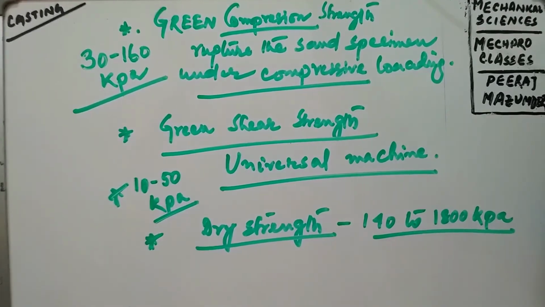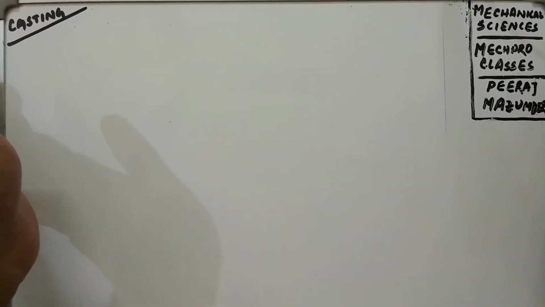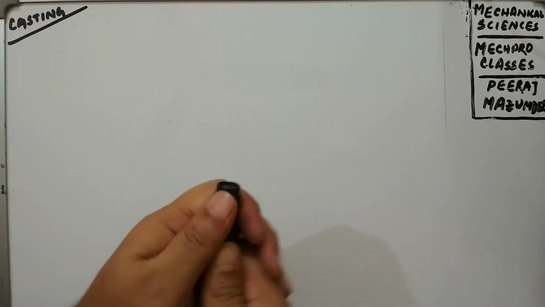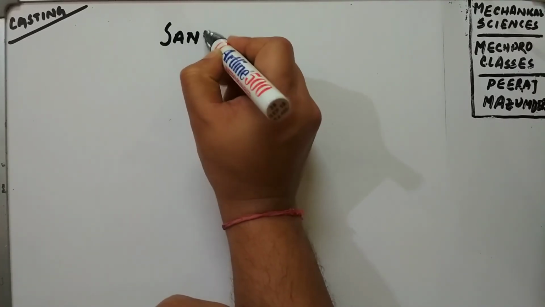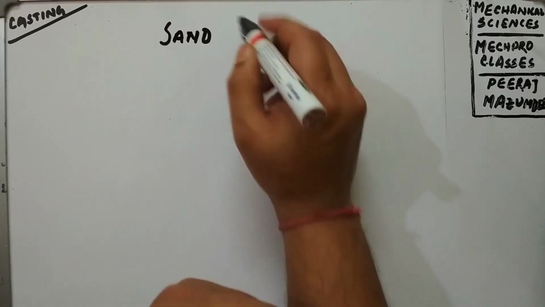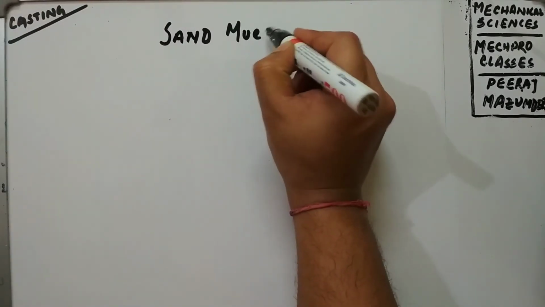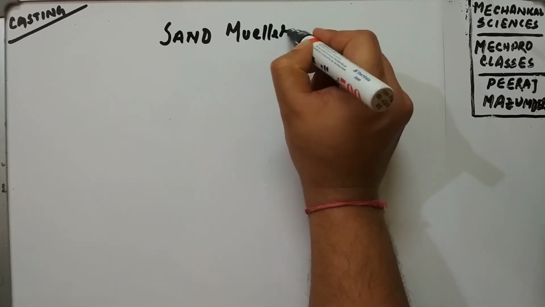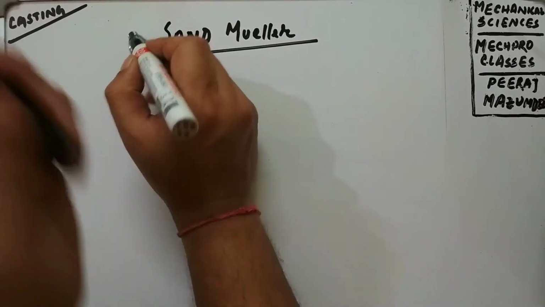Okay, now one more thing I think is very important to share with you as well. I cannot show you the machine in this particular diagram, but I can tell you the name of that machine, which is very important in the mechanical workshop, in the foundry shop. It is known as the sand muller. It is a very important machine. You must take a note somewhere.